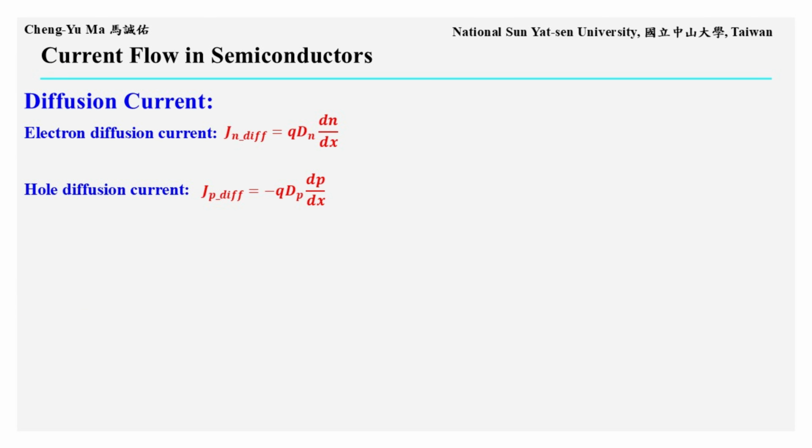When we compare the electron diffusion current formula with the hole diffusion current formula, we can see that the hole diffusion current formula has a negative sign. This means the sign of the current is different from the sign of the concentration gradient. For electron diffusion current, the sign of the current is the same as the sign of the concentration gradient. The total diffusion current inside a semiconductor is the sum of the electron diffusion current and the hole diffusion current.